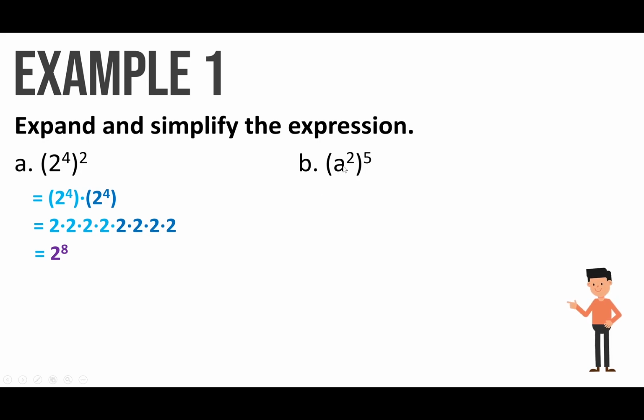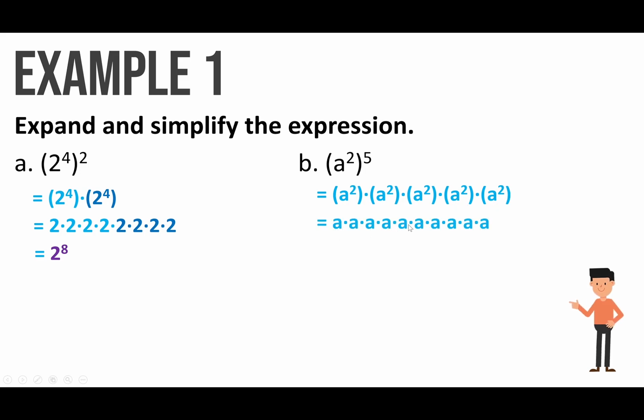Here we go. We have a to the 2nd power to the 5th power. Okay, so basically that's saying a to the 2nd times a to the 2nd times a to the 2nd times a to the 2nd times a to the 2nd. Okay, so altogether you have a times a times a times a times a times a times a times a times a. Okay, basically that's a to the 10th power. Oh, Mr. Chen, you did it the long way. I know. So again, you could have just multiplied the exponents together. 5 times 2, that gives you 10.